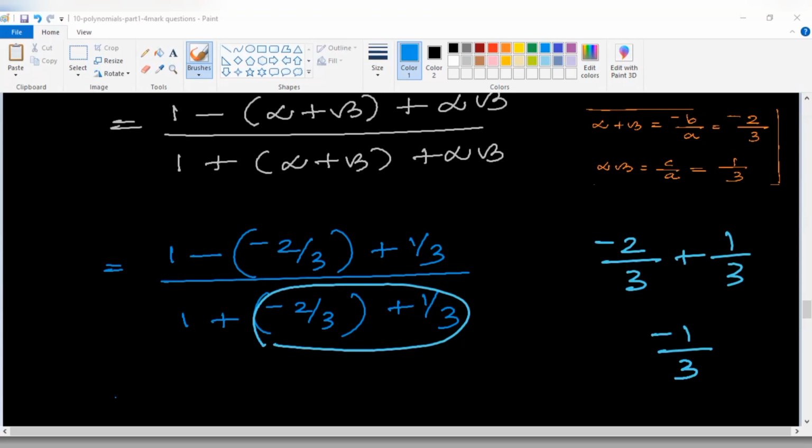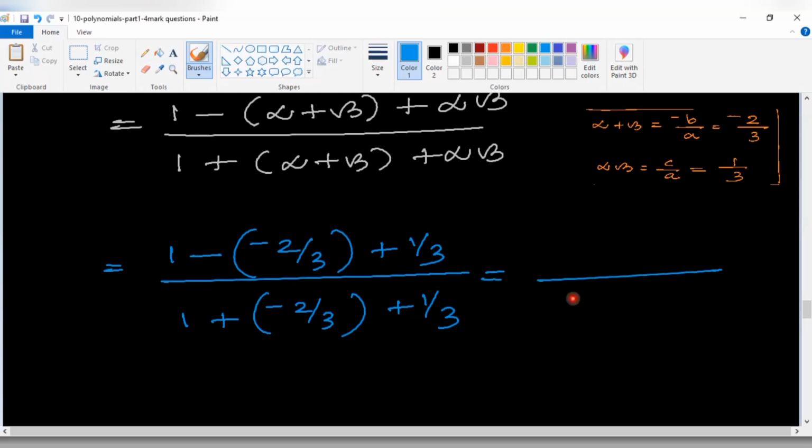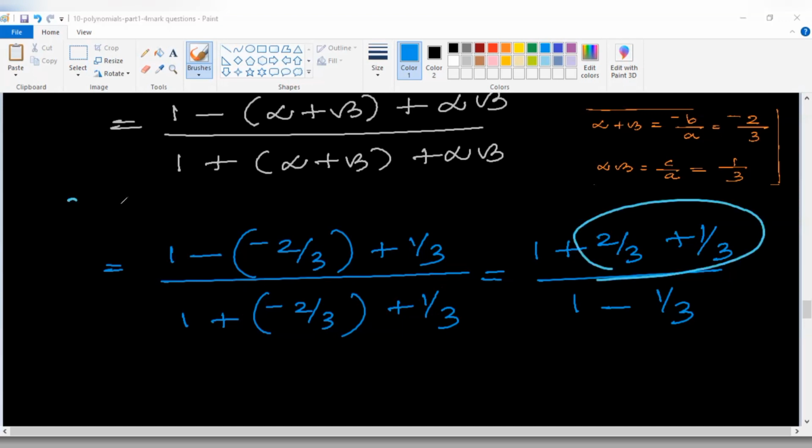The denominator part, 1 minus 1 by 3. Now, here a negative and a negative together means positive. So 1 plus 2 by 3 plus 1 by 3. Now let us check what this is: 2 by 3 plus 1 by 3. Both the denominators are the same, so we can add the numerators together. 2 plus 1 is 3, and 3 by 3 is 1. So we can just substitute it as 1. In the next step, we will do that.